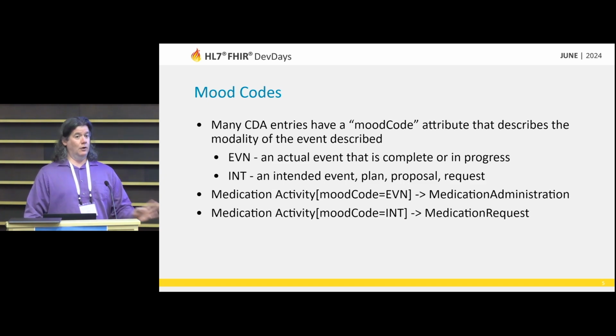All of those have their own more specific mood codes as well, but they tend to get rolled up into INT. So when we're doing the mapping, when we encounter a medication activity that has the mood code of EVN, something real, something that's in the past, we're probably going to want to convert that in FHIR into a medication administration resource. However, if we encounter one which is simply an intent for a medication activity, that one is more likely to get mapped onto medication request. And because the resources are different resources, the details of the mapping will be slightly different from one to the next.